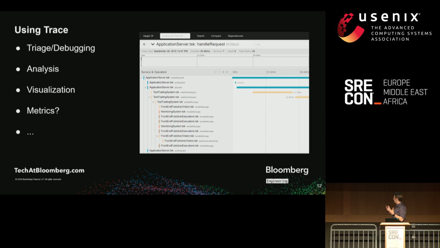Now, there are loads of other things you can do with tracing data. I'm not going to claim to know what they are, and I actually don't think anyone here really knows exactly all of them, and I think we're still really discovering that. But hopefully we'll find out what they are in the coming months and years.